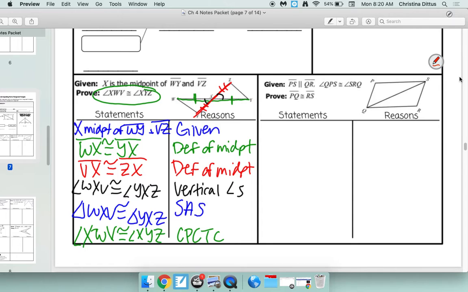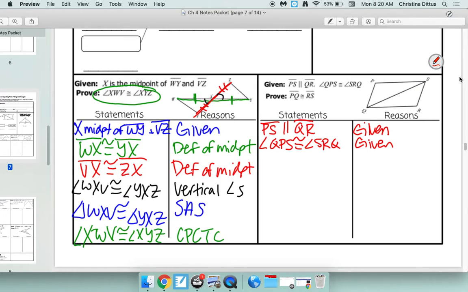All right, in my next one, what am I going to write down first thing? The given stuff. PS is parallel to QR. Given. And angle QPS is congruent to angle SRQ. That is given as well. In my picture, you should mark your angles that are congruent.